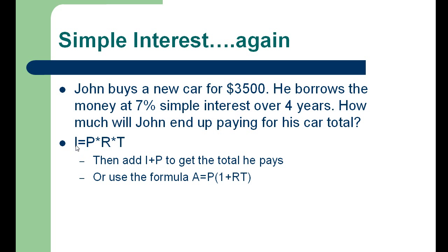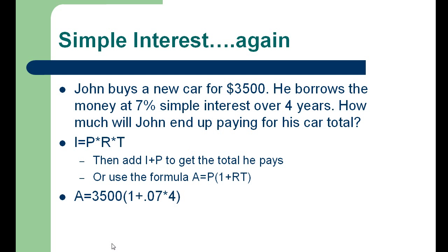Okay, we can do this. We can do I is equal to P times R times T. That gives us part of the answer. That gives us the interest. And then we can add I plus P to get the total amount that he pays. So we do exactly what we did before: P times R times T, which we know equals 980, to get us our total. Or we can use this formula right down here, which is just one formula that will get us the answer right away: A is equal to P, parentheses, 1 plus RT, close parentheses.